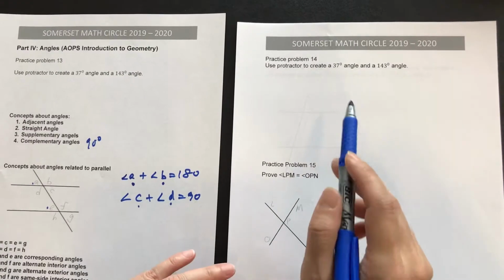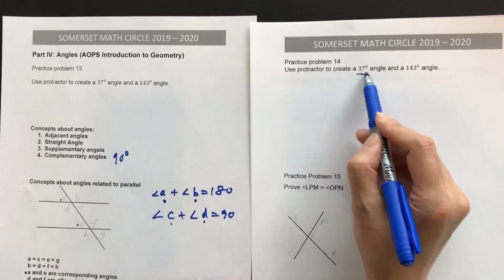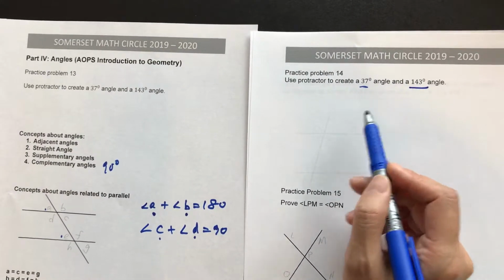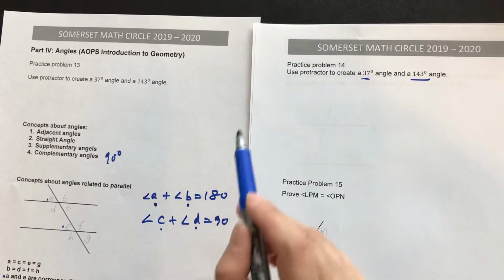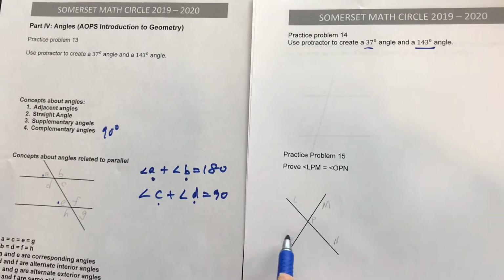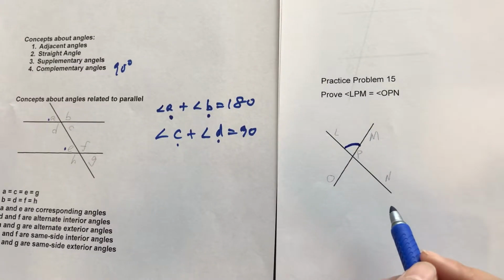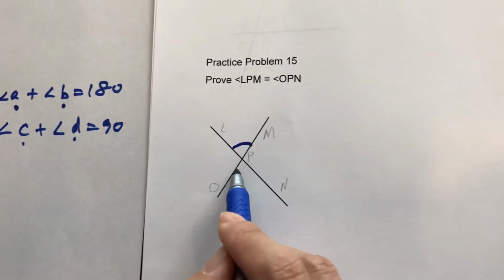Practice problem 14. Here we have the same problem as 13, so the coach can change these angles and ask the student to use a protractor to practice.